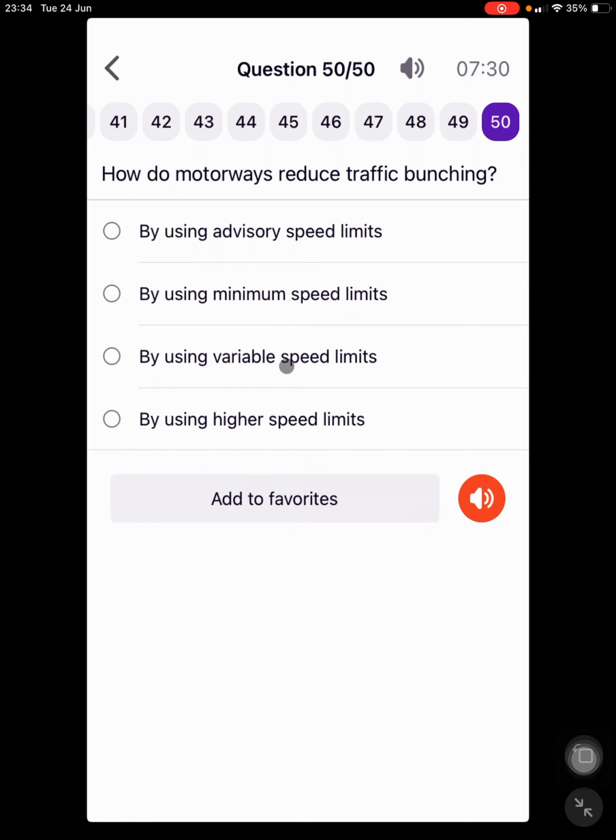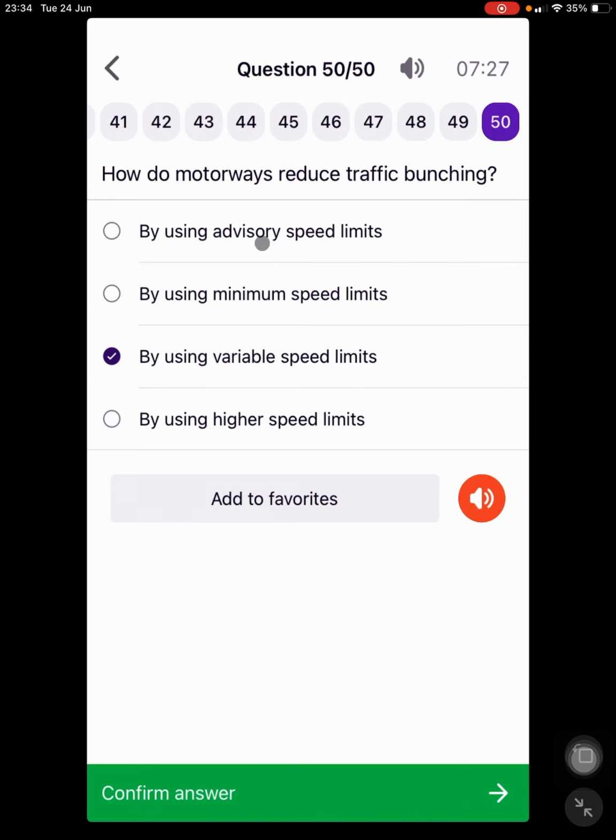So the answer would be by using variable speed limits.